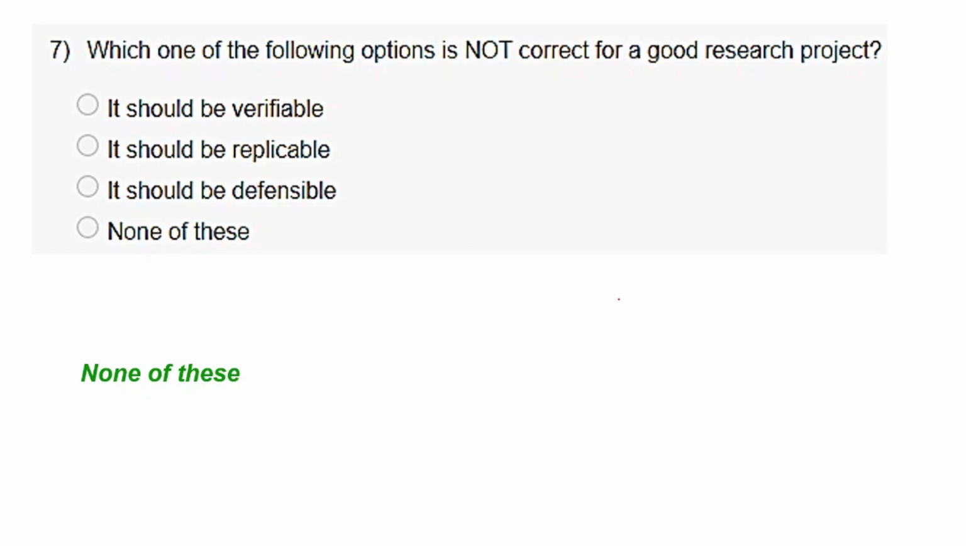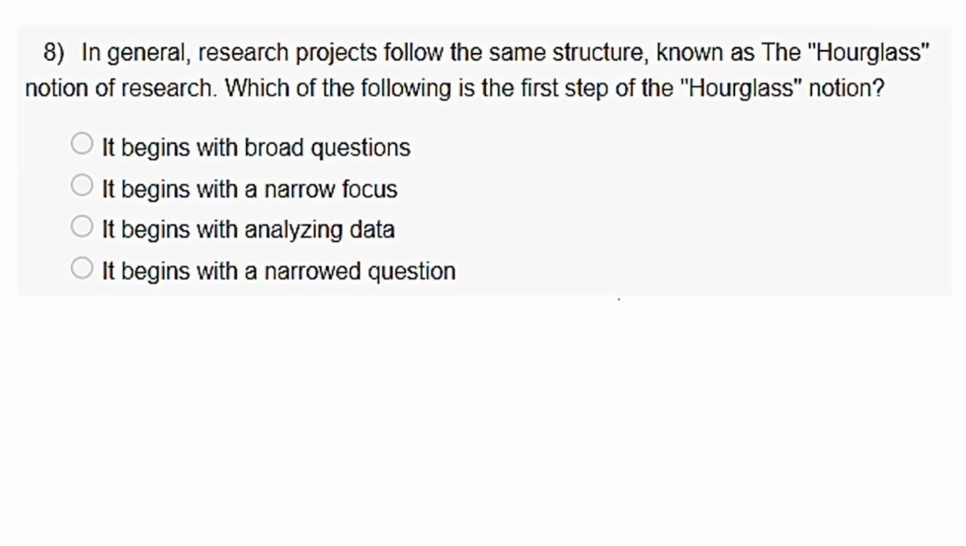So obviously a good research project should be defensible, like you should be able to defend your work. So none of these. Next question. In general, research projects follow the same structure known as the hourglass notion of research. Which of the following is the first step of the hourglass notion?